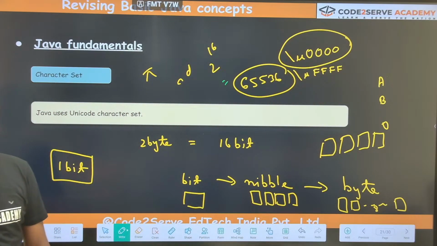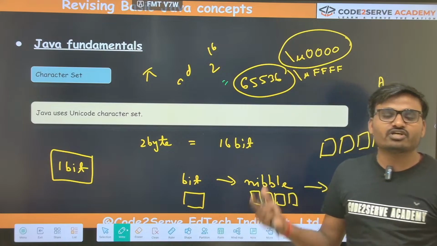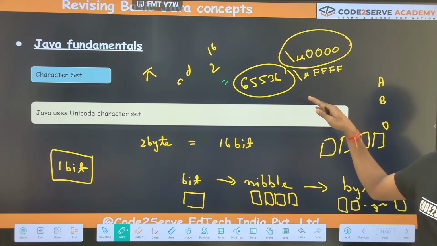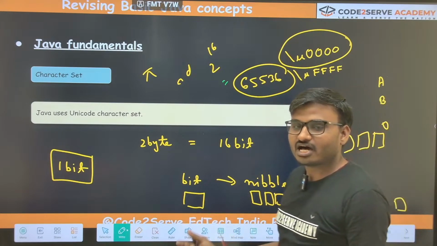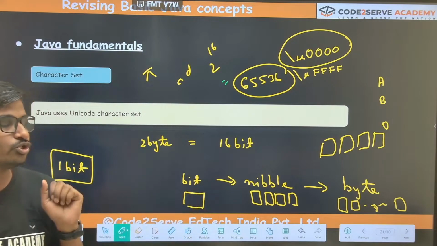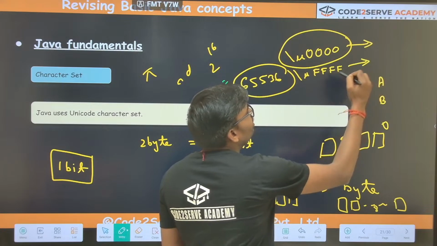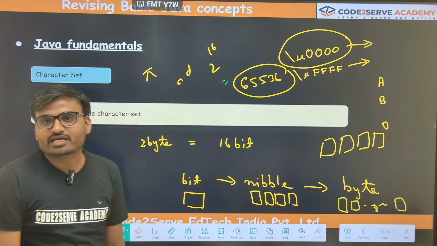Got my point? This encoding represents suppose 0, and this encoding might support some other value. We don't have to go much deeper into this topic, but you should have an idea. This is the least value and this is the highest value that Unicode can support.